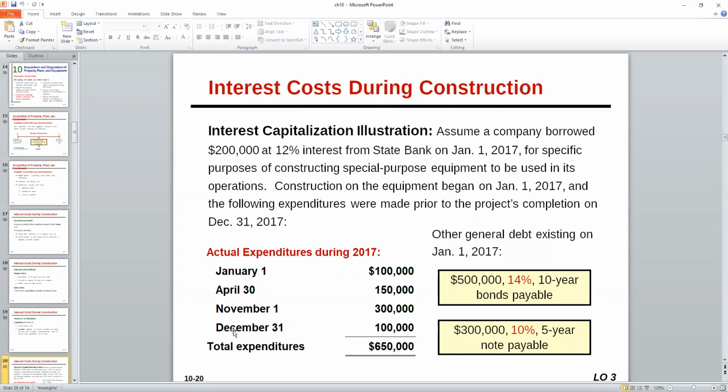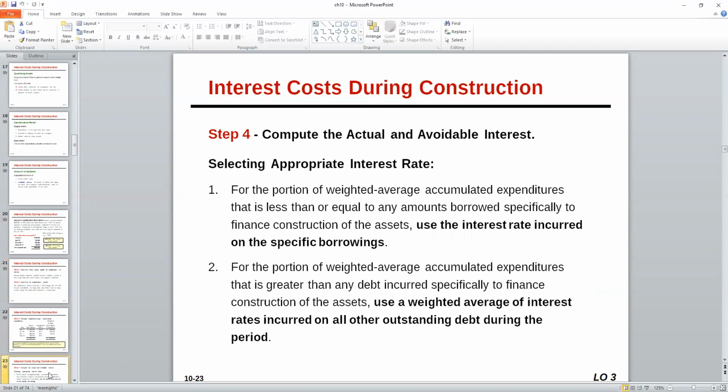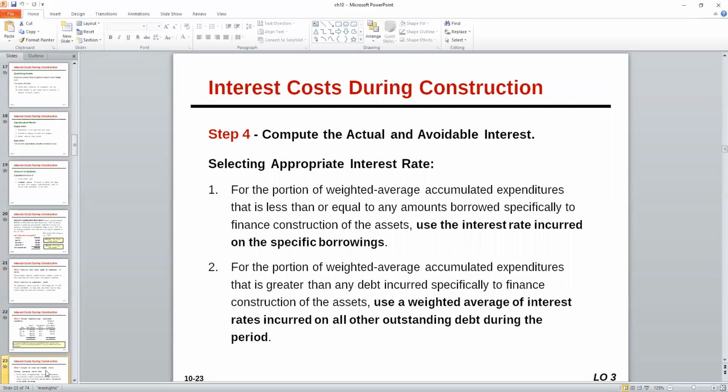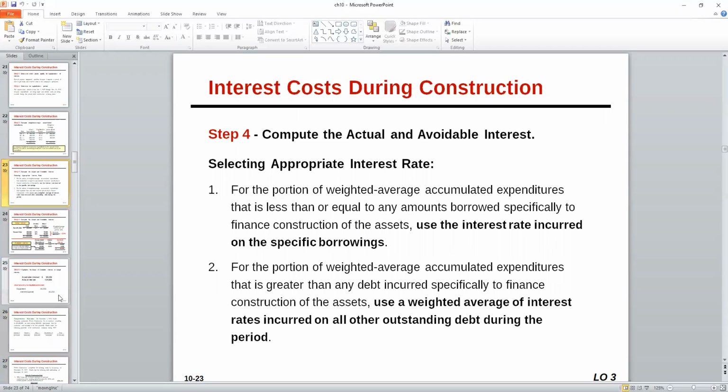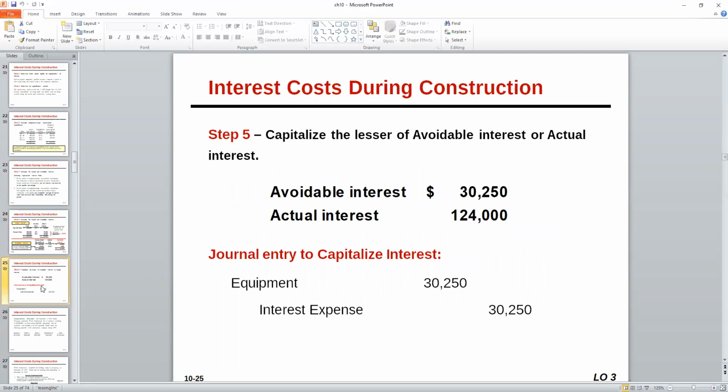Here's an illustration that you can read through. Step 1, determine which assets qualify for capitalization, and then step 2, determine the capitalization period. Step 3, compute the weighted average accumulated expenditures. And step 4, compute the actual and avoidable interest. Okay, a fairly technical accounting issue that you may have to deal with at some point. Capitalize the lesser of avoidable interest or actual interest.